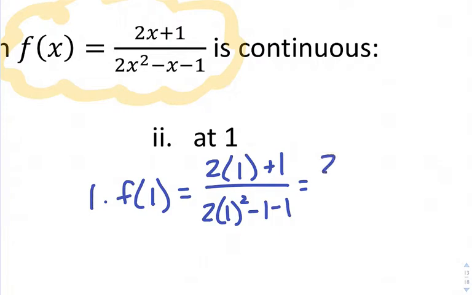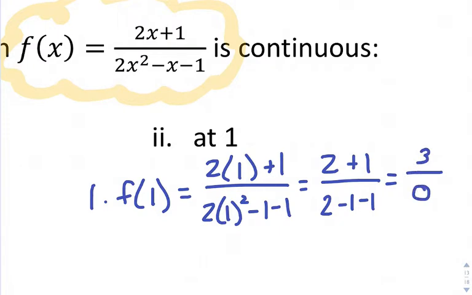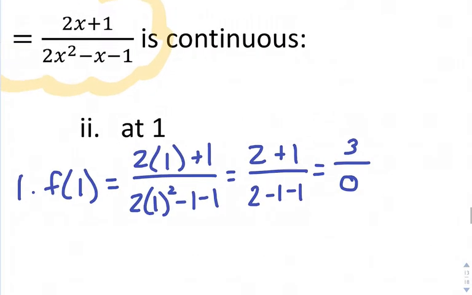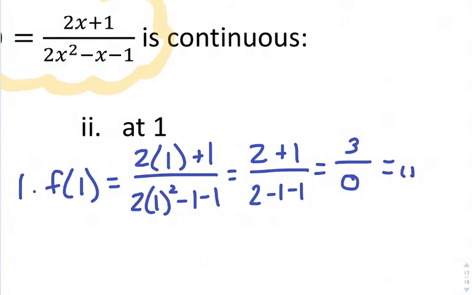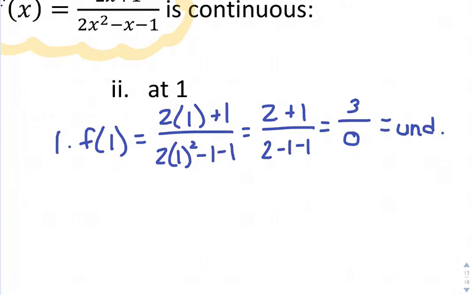So on top I would get 2 plus 1. On bottom I would get 2 minus 1 minus 1. So I would get 3 over 0. So right away, because I have a 0 on the bottom, I know that's undefined, which means it wouldn't be continuous, because there's an asymptote there. When the bottom is 0, that means it's a vertical asymptote. Therefore, I could stop right there, but just to double check, I want to see if the limit is undefined.